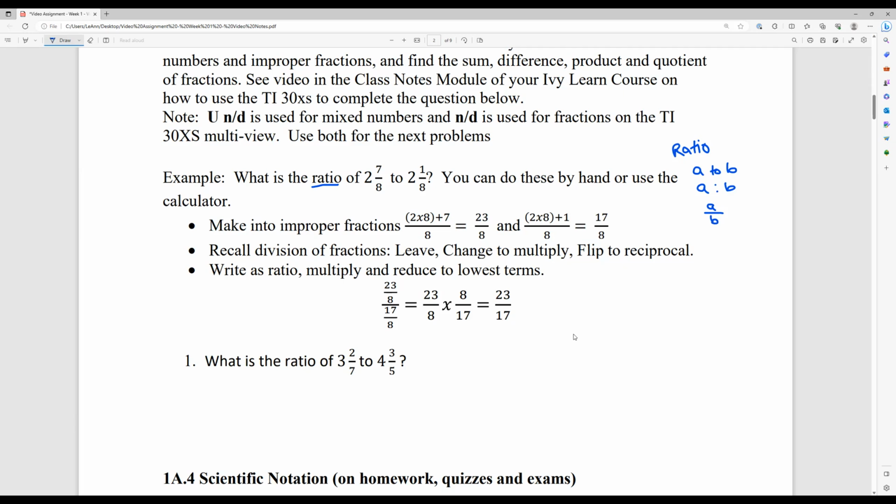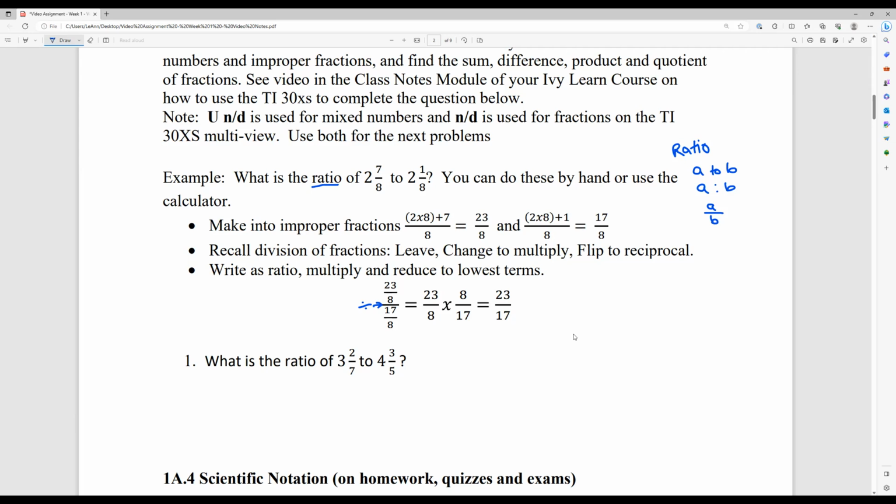So if we write our two parts, remember A and B, as A over B, then this would be leave 23 over 8, change division right here, because that's what that symbol also represents, to multiplication, and we multiply by the flip or reciprocal of the second fraction, so 8 over 17.